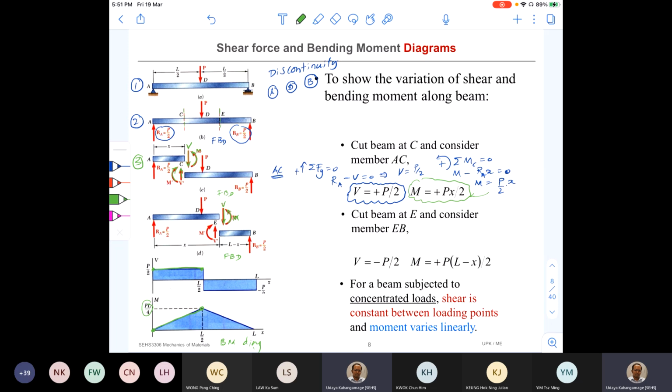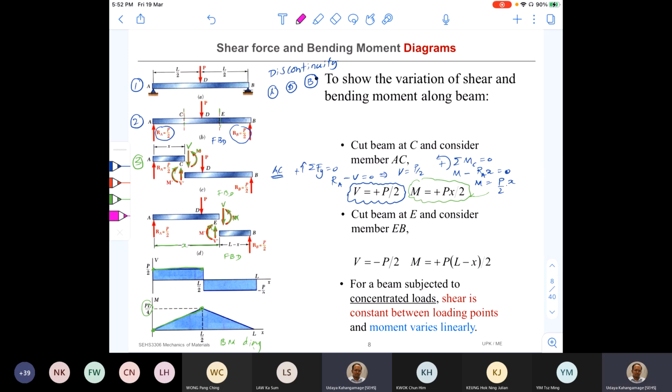And from the EB also same thing, right? So now I'm going to find out. Next thing is I will mark my position E, the distance to E, as X, for this cut portion.